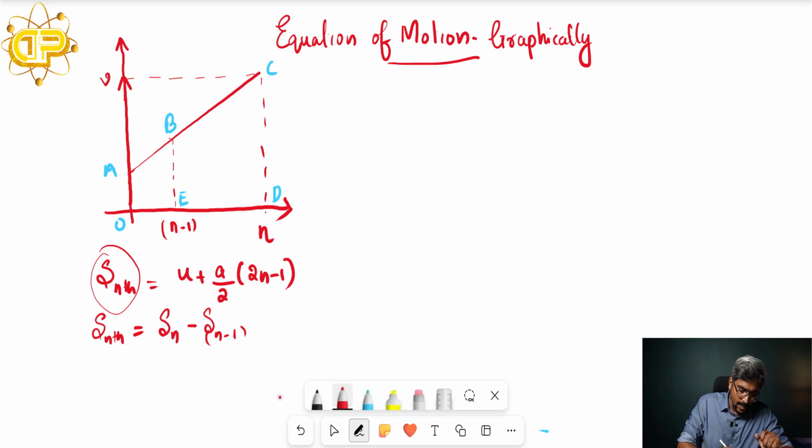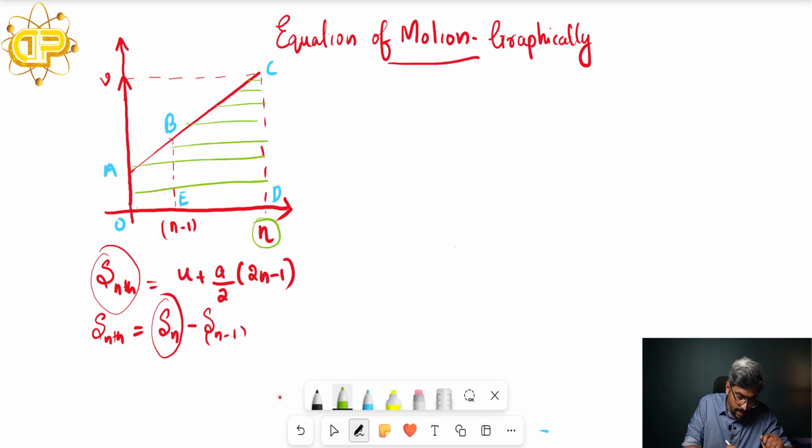Okay, Sn is equal to Sn minus Sn minus 1. So from here, what is Sn? Sn will be this shaded portion. Sn means the body had reached this much. So this is the nth total area. Sn minus 1 means this is n minus 1. So the graph, the area of the graph till here, this particular point B, shaded portion, right?